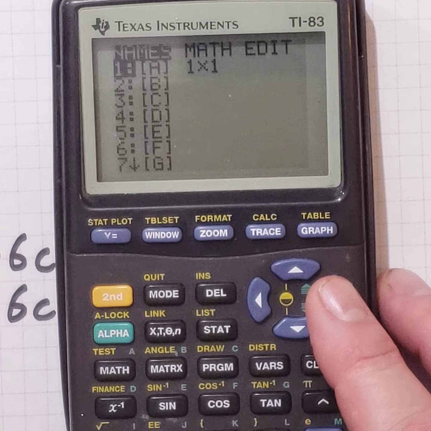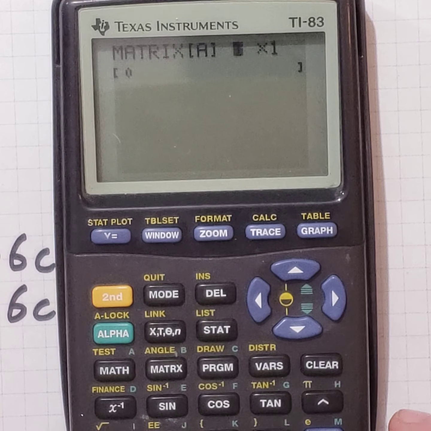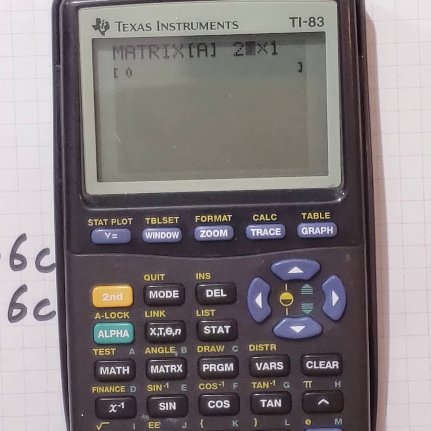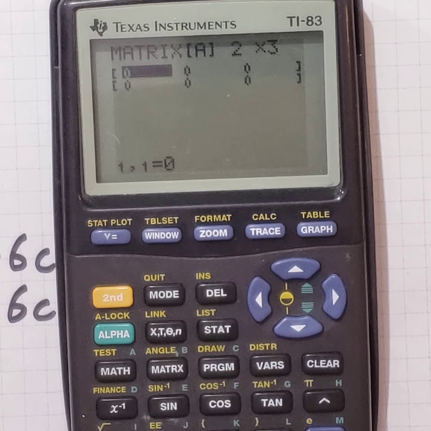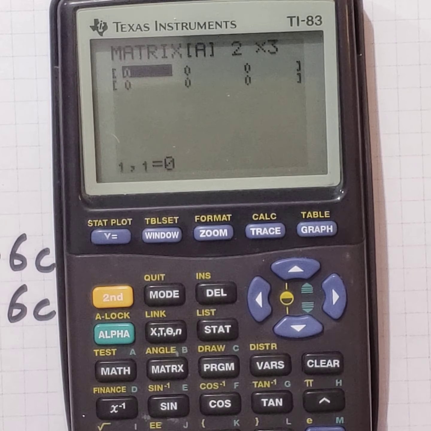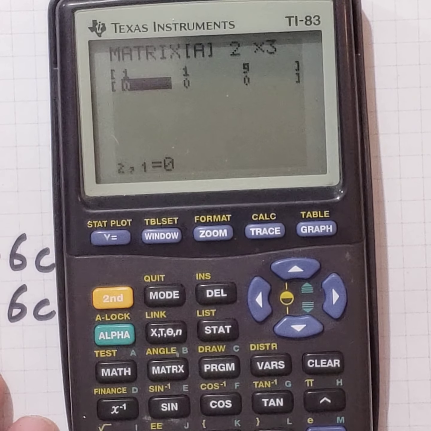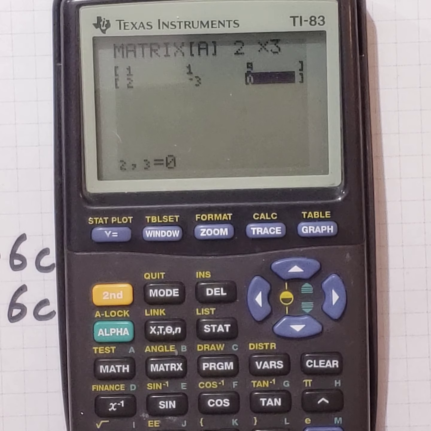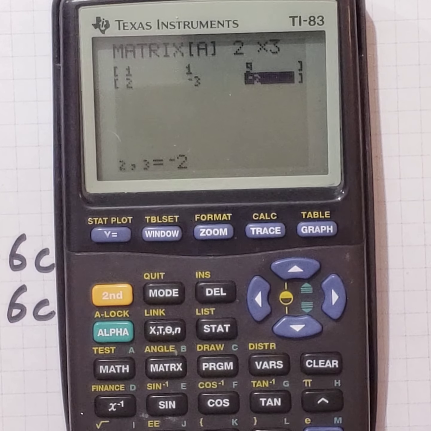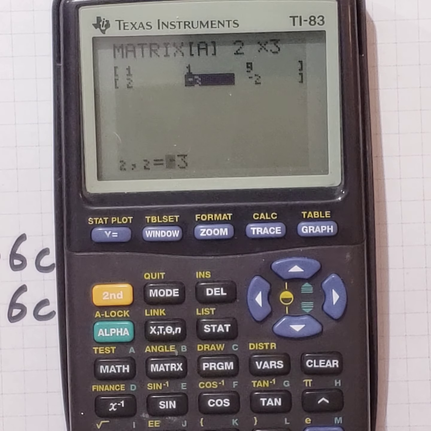We're going to arrow over to edit and hit enter. Right now we have a 1 by 1 matrix. We need to have a 2 by 3 matrix. Right, 2 rows with 3 columns, like what we were just looking at. Our top row was 1, 1, 9. Our bottom row was 2, negative 3, negative 2. And you can arrow around the matrix if you want to, or you can hit enter and it moves to the next spot.